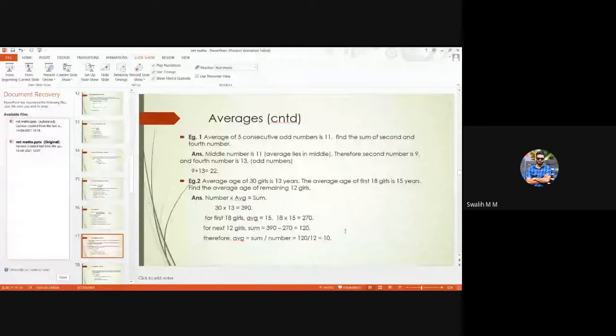That is the answer. Here also you need to know sum equals average into number. If the average and the number are given, you can find the total sum. Then if a partial sum is given, the remaining sum you can also find. The partial sum of the first 18 girls is 270, so the remaining girls' sum would be 120. Then the average of the remaining girls would be 120 by 12.